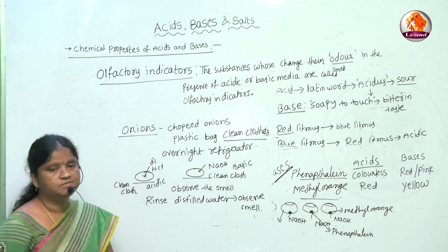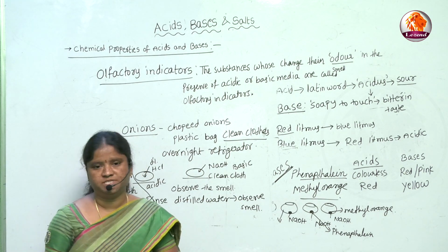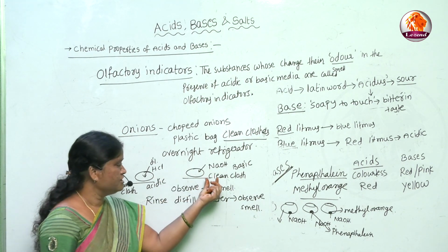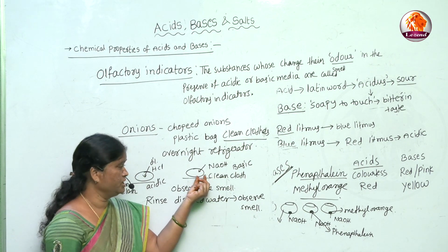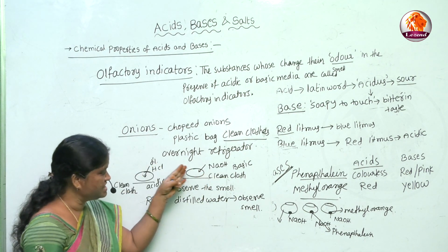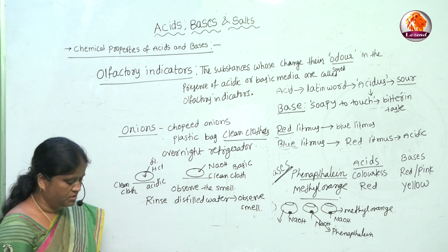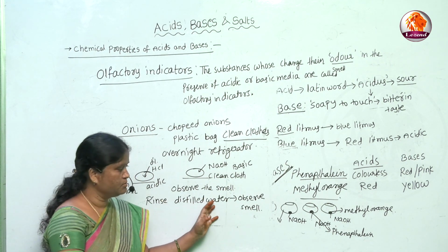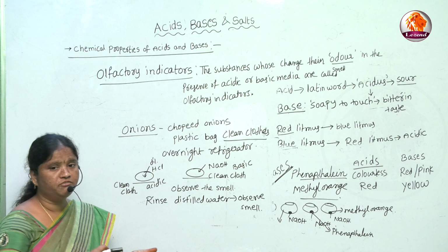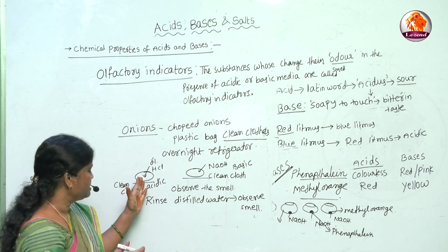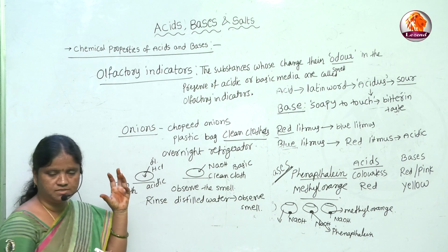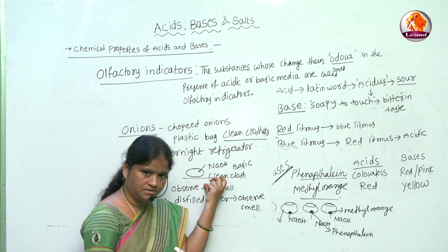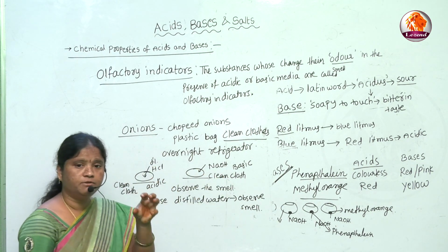These changes in smell will give us the nature of the substance, meaning what kind of smell it gives in the presence of acidic substance, and in the presence of basic medium, how the smell changes, before adding acid and base, and after rinsing with distilled water. By using these onions we have to confirm the smell, and keep it in mind.